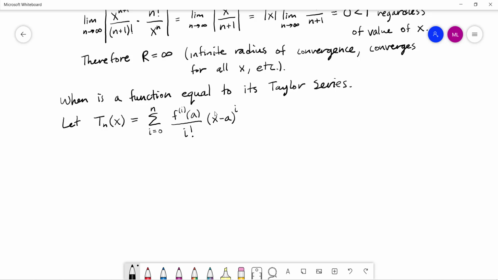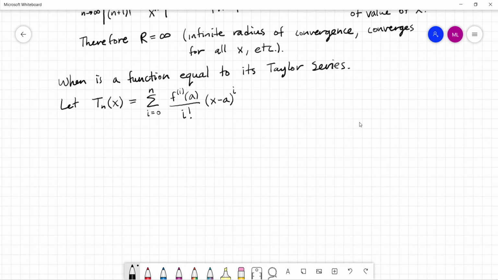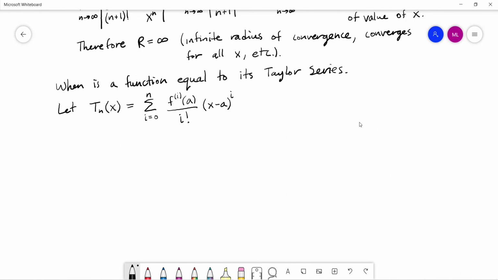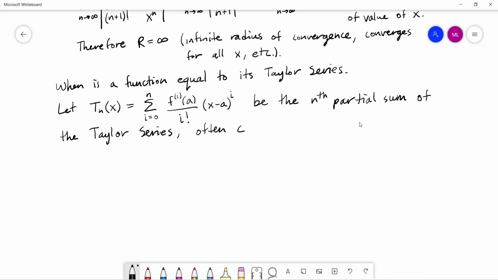So this looks exactly like what we did for a Taylor series, but instead of using n as our counter and going up to infinity, I'm using i as our counter, and I'm only going up to some finite value n. And this is kind of the way that the book will define this. This is what we're going to call the nth partial sum of our Taylor series. Oftentimes what we'll refer to this as is the nth degree Taylor polynomial.